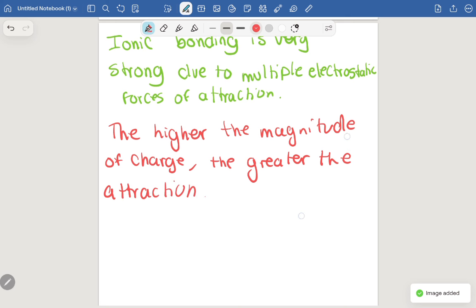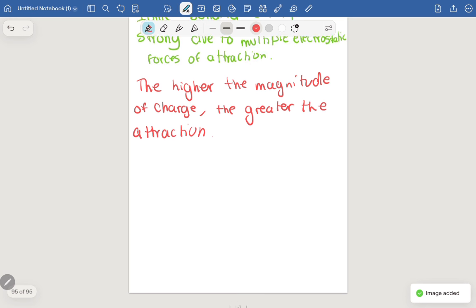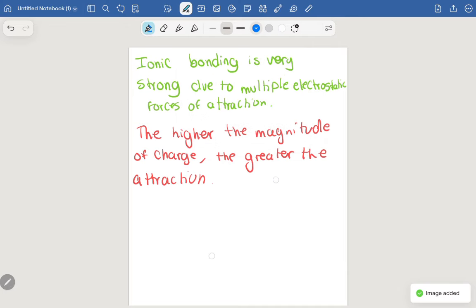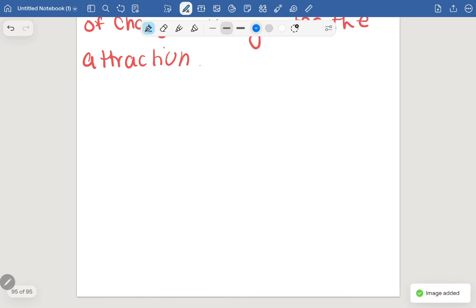Now, after we finish this, we will need to discuss how to draw ions. How do we represent ions? We represent them using something called the dot and cross diagram. So what about this dot and cross? I'm going to say this orally.